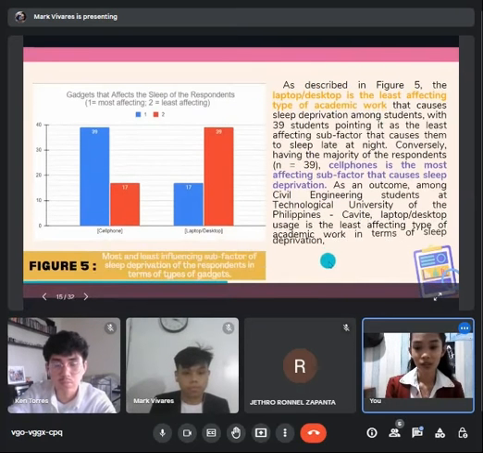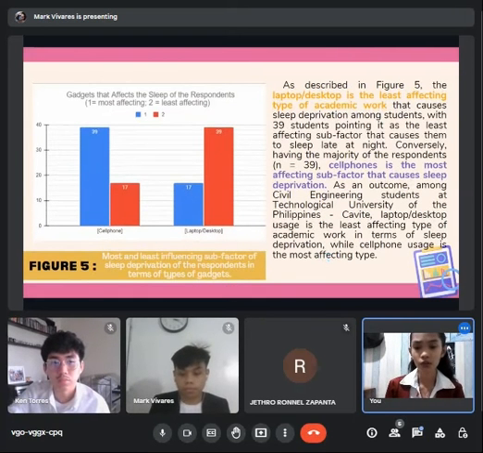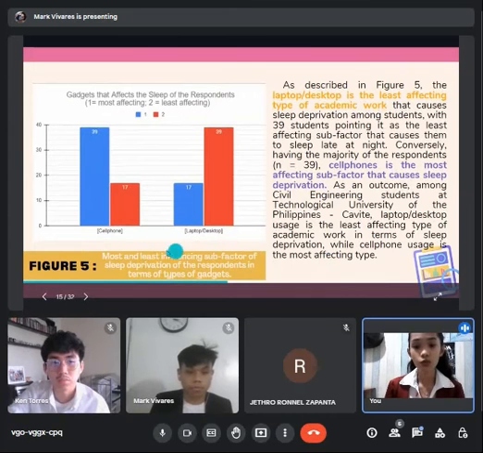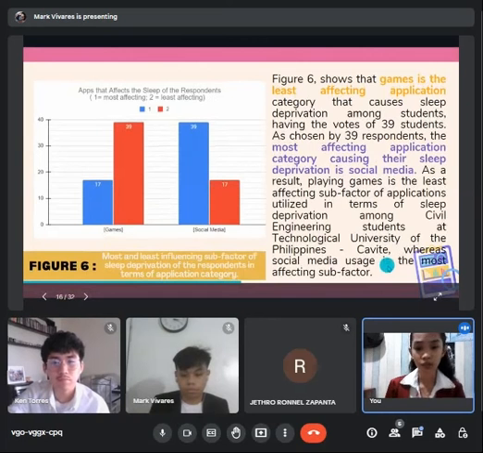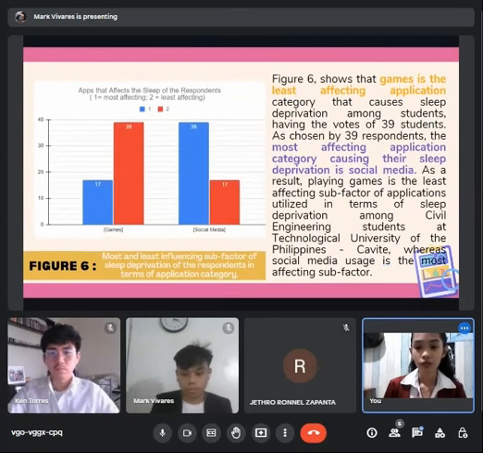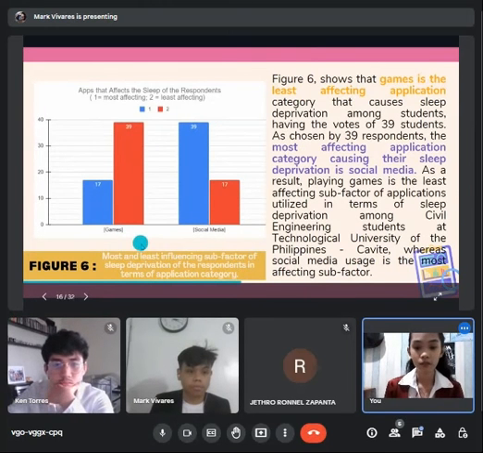To proceed, with regards to the top types of gadgets used as an affecting factor, the cell phone is the chosen most affecting factor, as voted by 39 students. Now, with respect to the application category as factors affecting students' sleep deprivation, with reference to Figure 6, games are the least affecting factor as stated by 39 respondents.